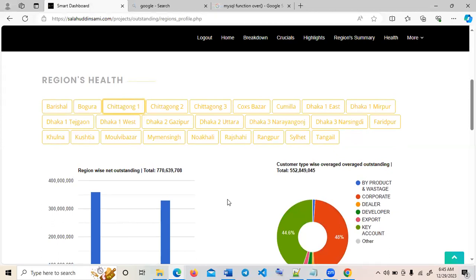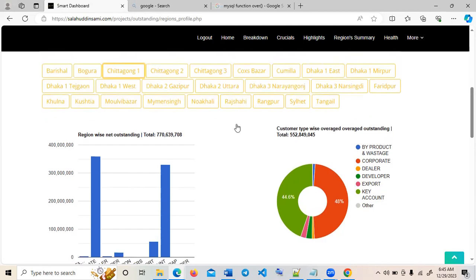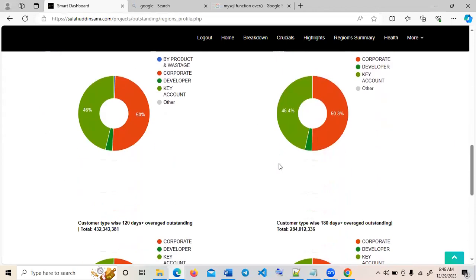Let me explain how it works in the background. The whole data is kept in the database. My client can dump the data from an Excel sheet into my MySQL database. Then this data is taken directly from MySQL through advanced SQL queries, and by those queries I get the data through PHP and then show it here in this dashboard.